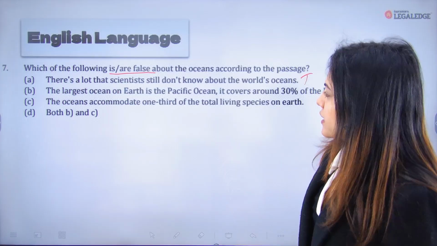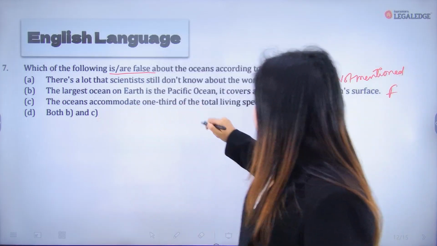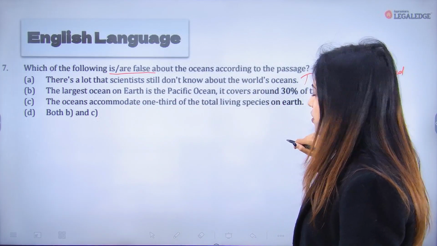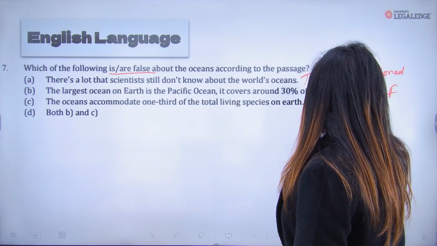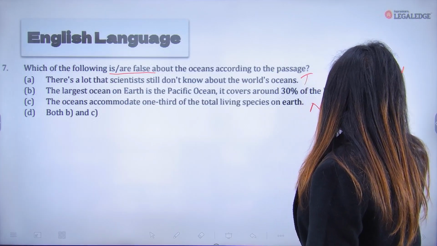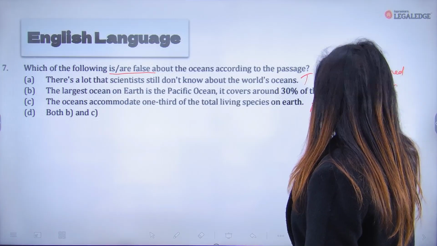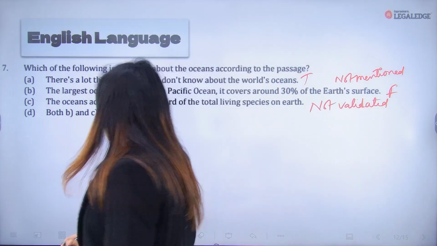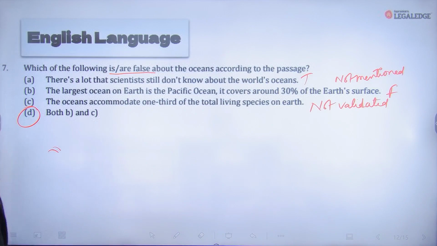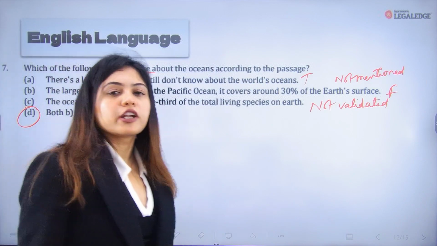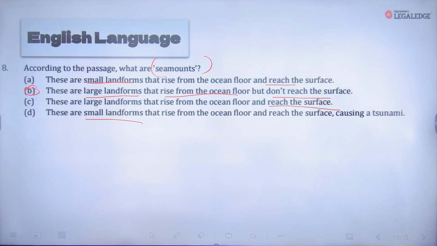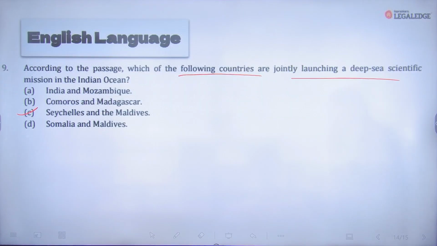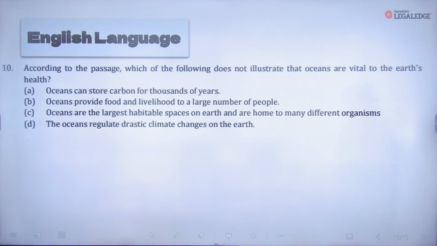If you look at the next one, the oceans accommodate one third of the total living species on Earth. Again, something which is not validated in the passage. And that's the reason the answer, that means both B and C are false according to the passage. Now, moving to the next one, which we have already answered, and I think we have also answered this one.